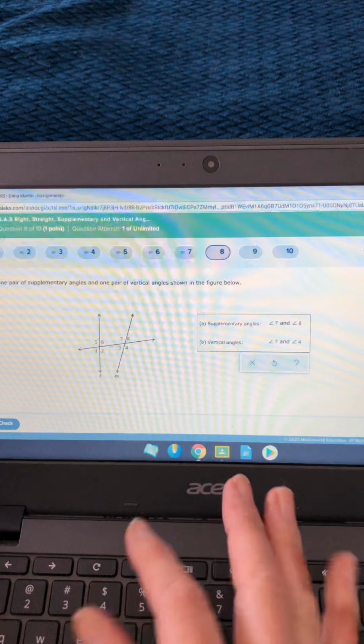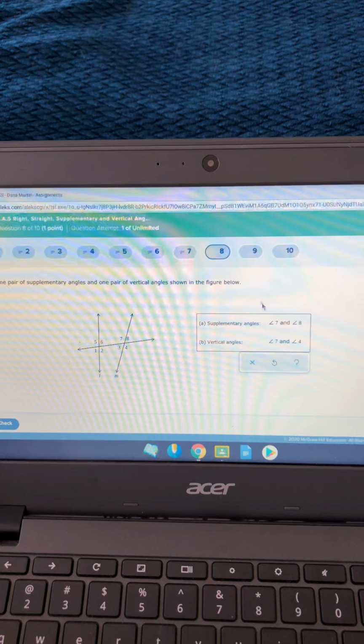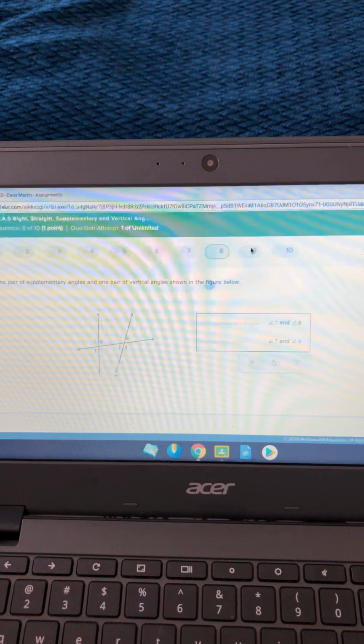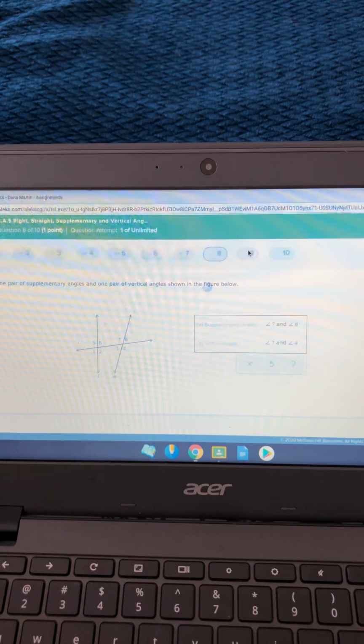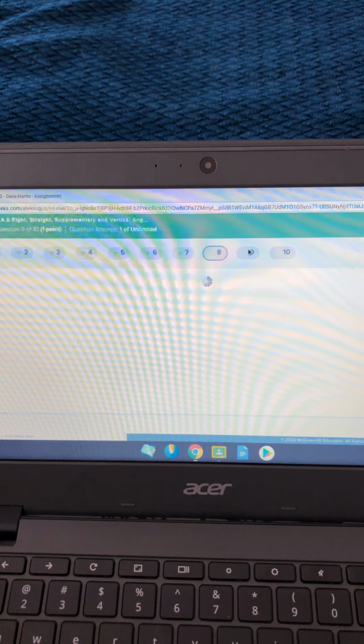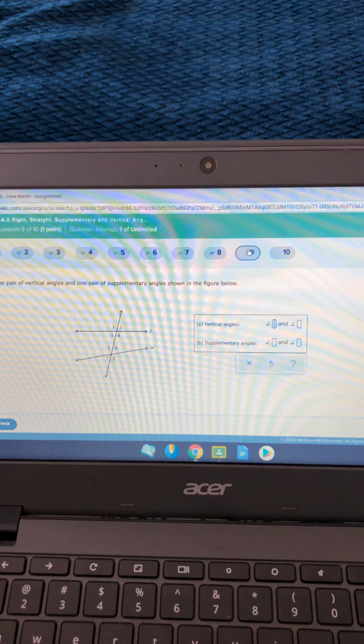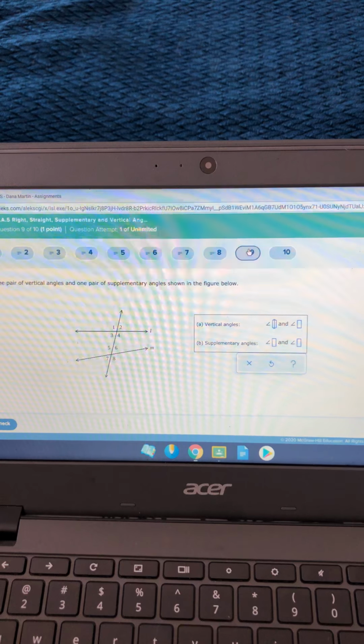7, 4. Okay. Two different X's. And all the extra angles that you can choose from, you get to pick. And whatever you pick will be right, as long as you picked opposite angles or supplementary. So it'll give you credit for any of the ones that you pick.